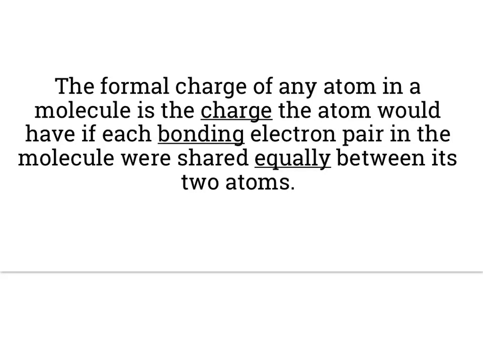The formal charge of any atom in a molecule is the charge that the atom would have if each bonding electron pair in the molecule were actually shared equally between its two atoms, which does sometimes occur if they're the same element bonding to each other. But oftentimes you've got polar bonds going on, you've got partial negative charges. This just helps us keep a closer track of what's happening with the electrons.